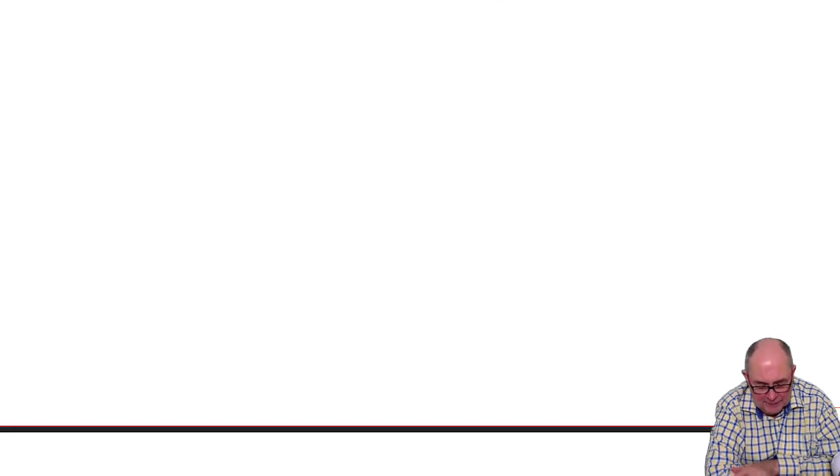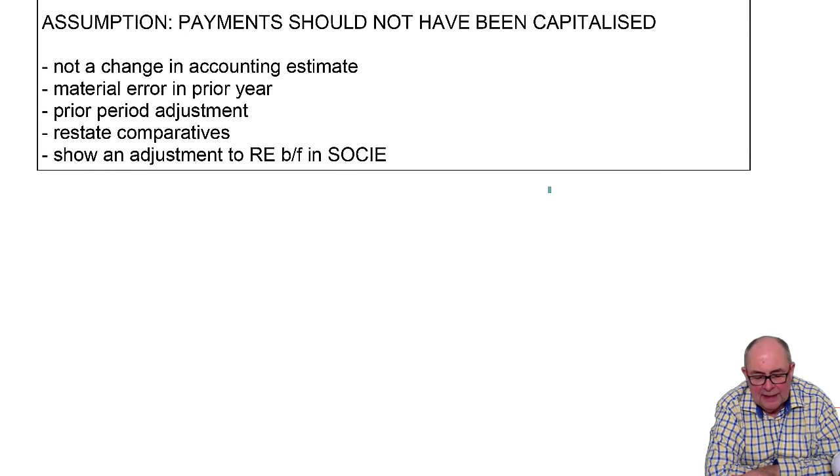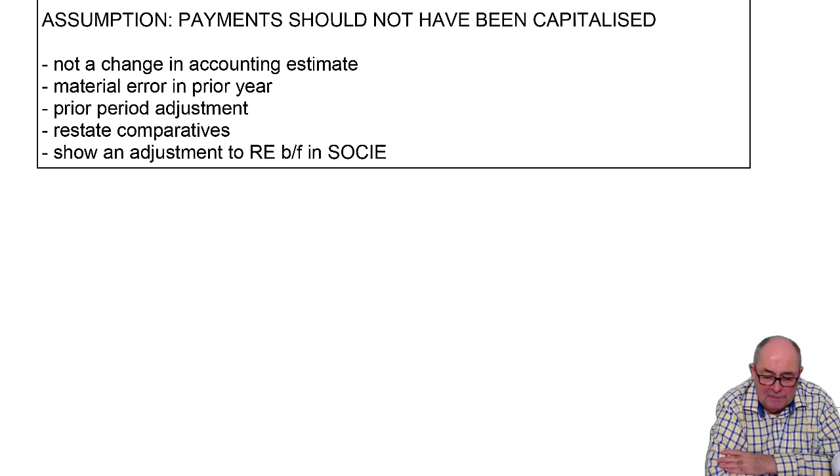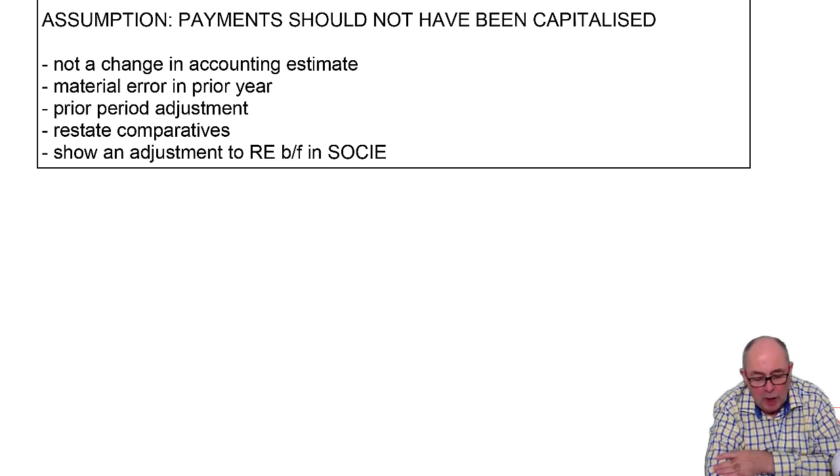So here we are. Where are we? If the payments should not have been capitalised, well, last year they made a material error. I will need to adjust the comparatives and adjust the retained earnings brought forward in the statement of changes in equity.